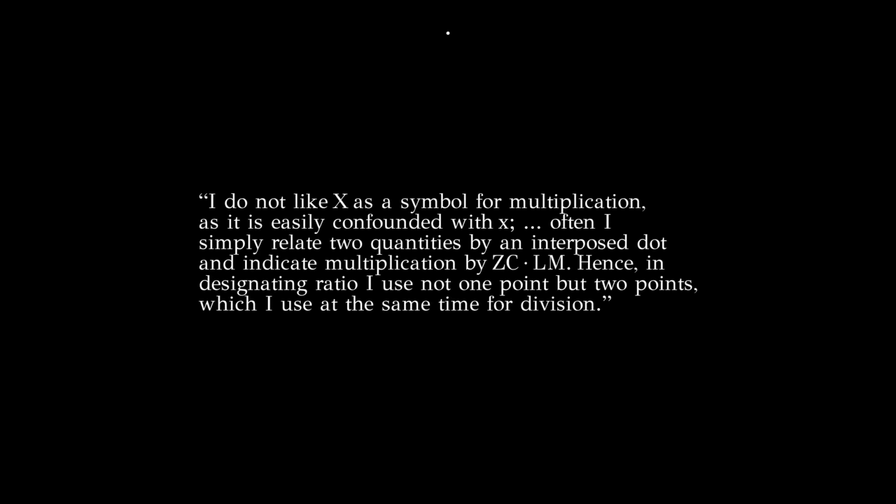This symbol was not prominently used until Leibniz, one of the inventors of calculus, adopted it. In a letter to John Bernoulli, Leibniz writes, "I do not like cross as a symbol for multiplication, as it's easily confounded with x. Often I simply relate two quantities by an interposed dot and indicate multiplication by zz dot lm. Hence, in designating ratio, I use not 1 point but 2 points, which I use at the same time for division."